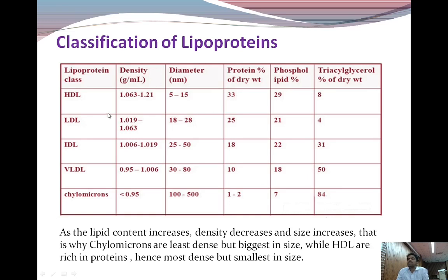So this is the summary of the classification: HDL, LDL, IDL, VLDL, chylomicron. Here you see the protein content. HDL has the highest, then LDL, then IDL, then VLDL, then chylomicron. Then the lipid and triacylglycerol content, which is the main non-polar lipid content: chylomicron has so much triacylglycerol, VLDL has less than that, then IDL, then LDL, HDL, like that. And size also, you can see density: HDL has the highest density, and chylomicron has the lowest density because it has the highest fat content, and diameter also corresponds in relation to the density.